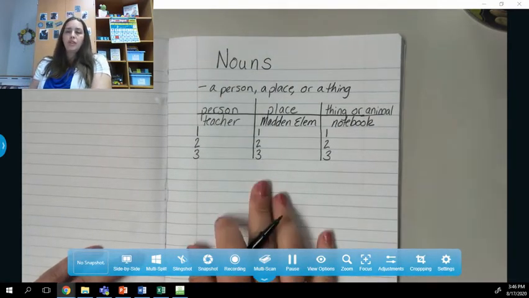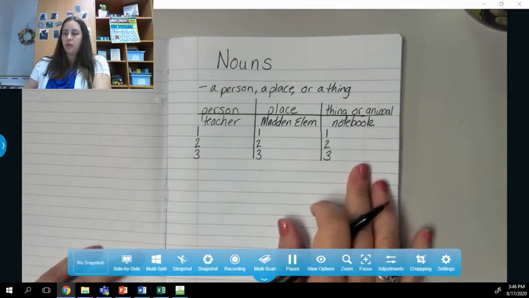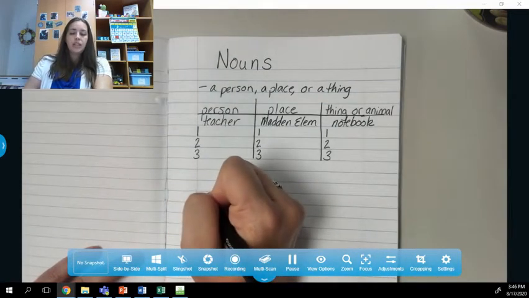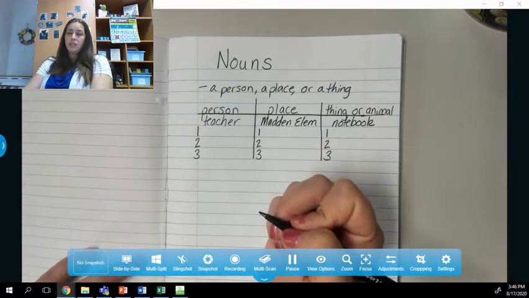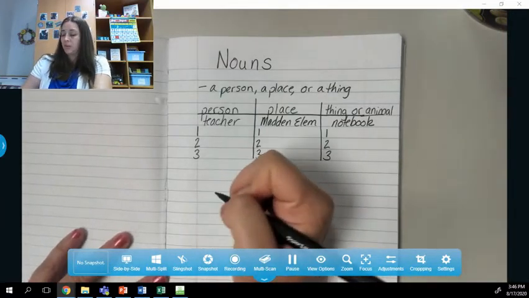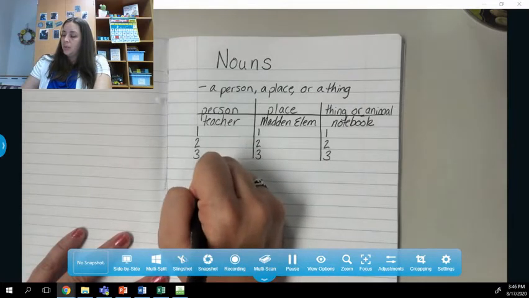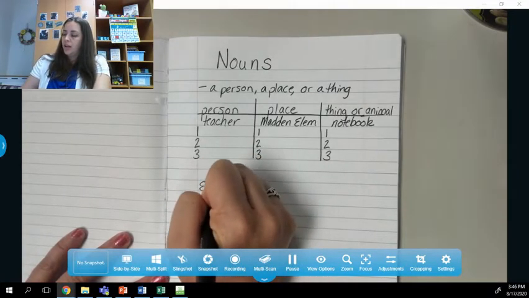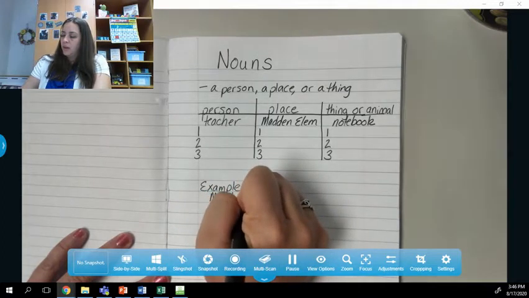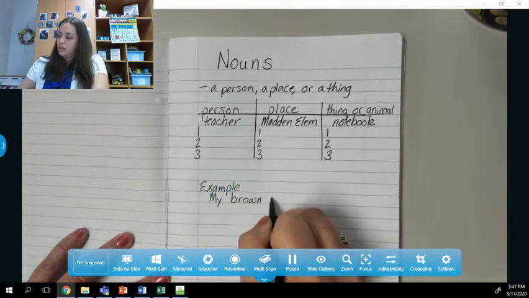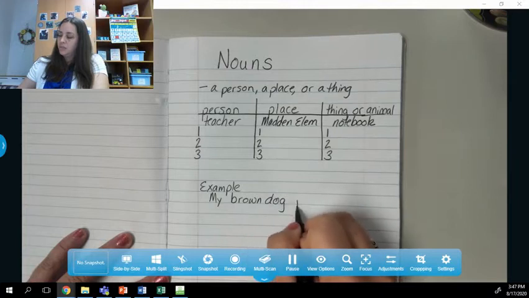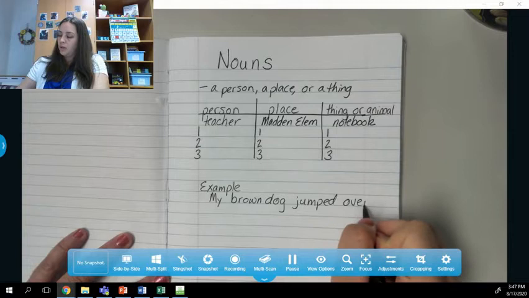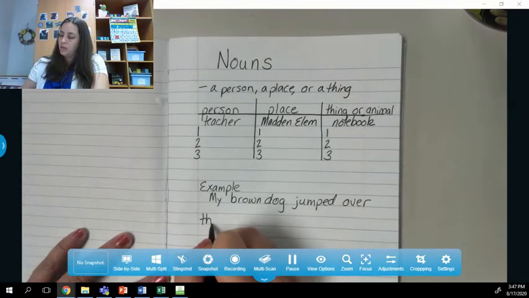Now that you've written down your 3 examples of a person, a place, or thing or animal, we're going to go ahead and practice finding nouns in a sentence because really that's where it counts. So my first example is going to be: my brown dog jumped over the table.